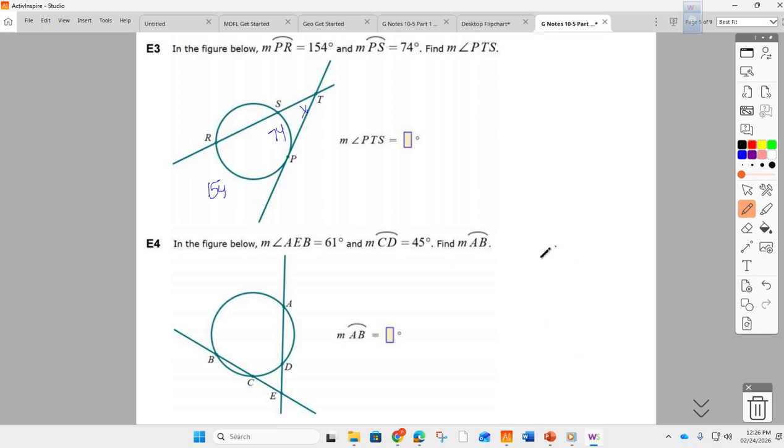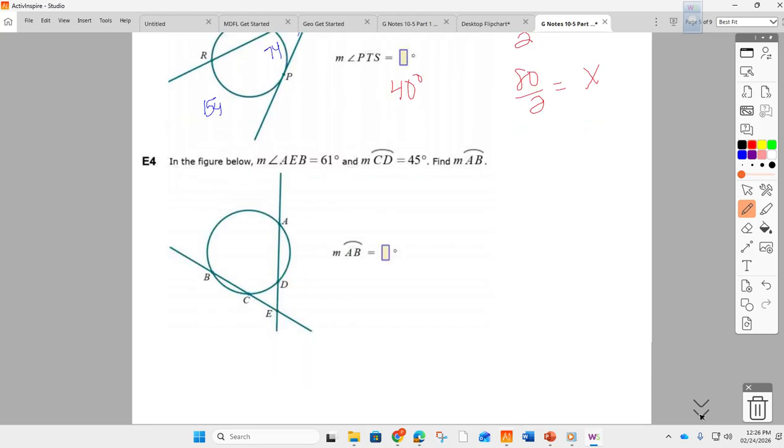Did you get it, Tori? You got it, Vivian? What'd you get? 40 degrees. Did you get it, Devanshi? Yeah. What'd you get? 40 degrees. Okay, so let's see. Arc minus arc divided by 2 equals our angle. Well, 164 minus 74 is 80, divided by 2, and 80 divided by 2 is 40 degrees. Okay? Any questions?